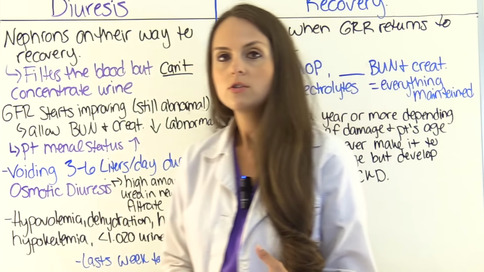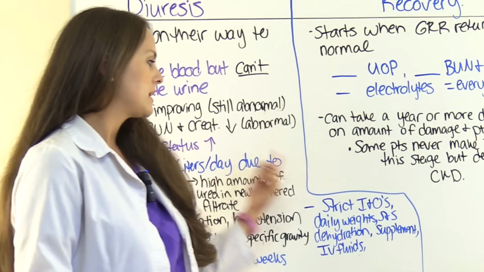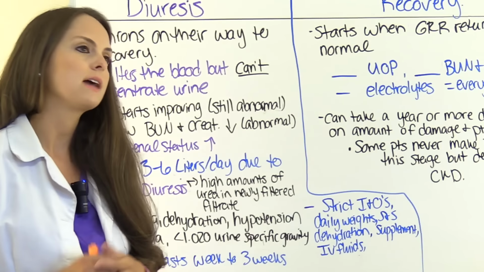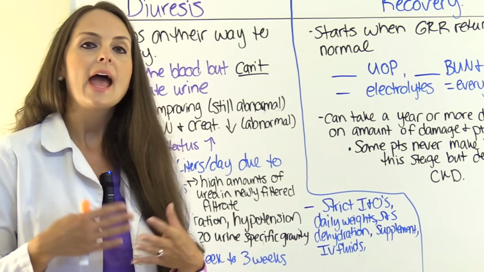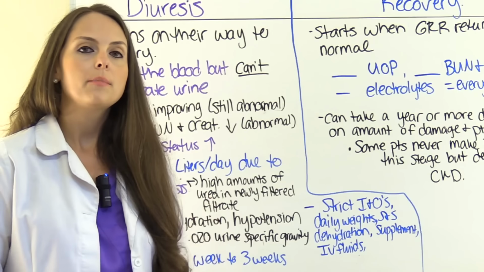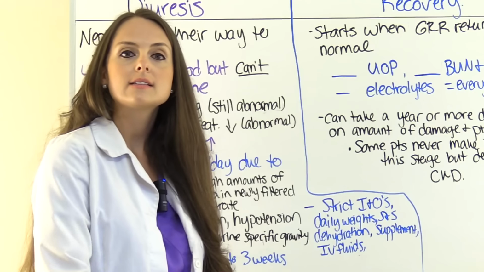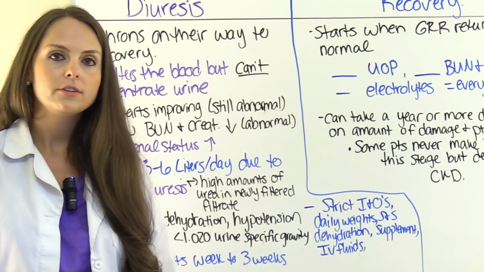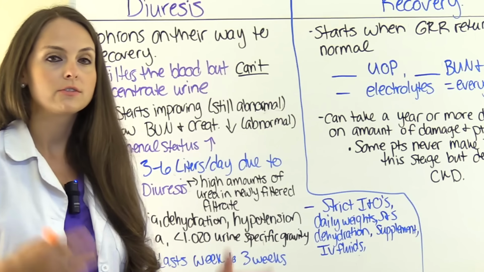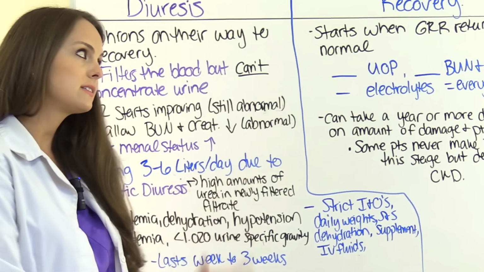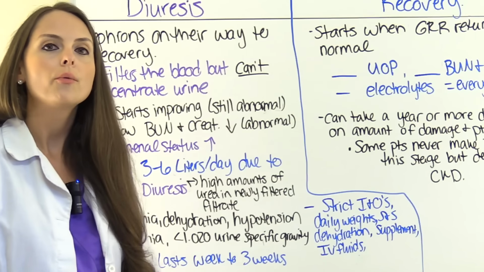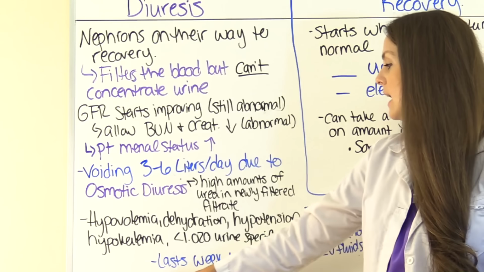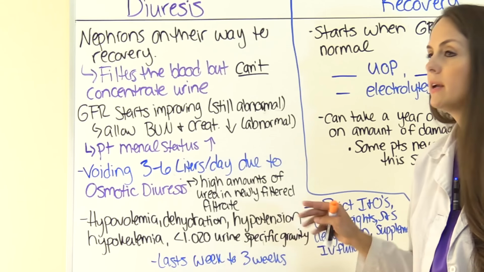So nursing intervention-wise, what we want to do is maintain strict I's and O's because they're going to be losing a lot of fluid, daily weights, signs and symptoms of dehydration, and the physician may be ordering supplements to replace those electrolytes that are low because they're being voided out. And they may be on IV fluids, which seems like a paradox for someone who's in renal failure. But if they're in this stage, they need it so they don't go into dehydration. Now this stage can last anywhere from a week to 3 weeks.